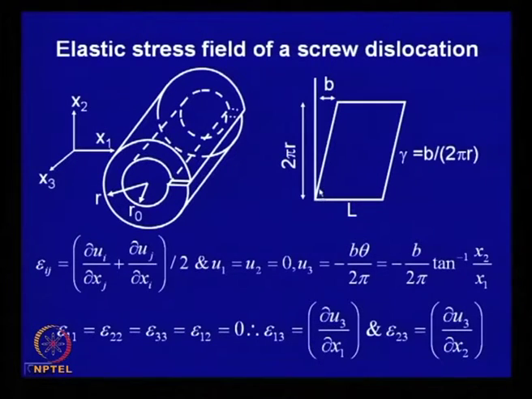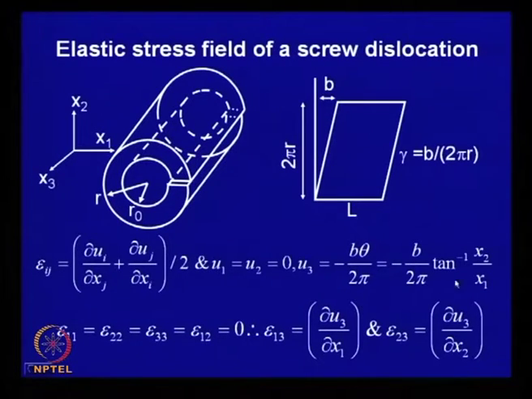Here you can visualize it as if you cut it open and then spread it out. You will see that this is the length of the dislocation L, this end is over here, this end goes there, and this length, which is the circumference, is 2 pi r. In a way you can say this is a measure of shear strain. So, gamma is b over 2 pi r. If you multiply by the modulus, you should get the shear stress field.